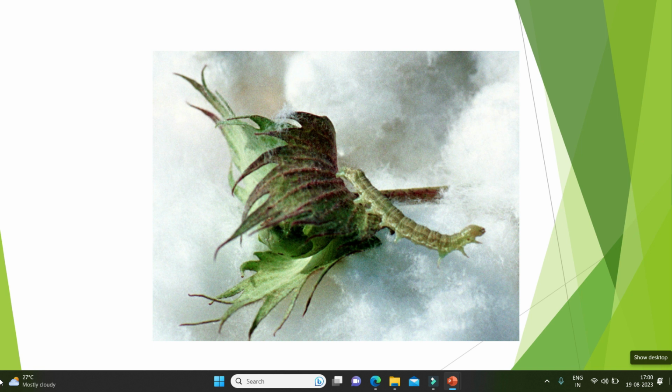On the leaf, you can see the insects biting it, but when the BT spray is used, these insects will be killed and the leaf will stay alive, without any damage. Thank you, sir.